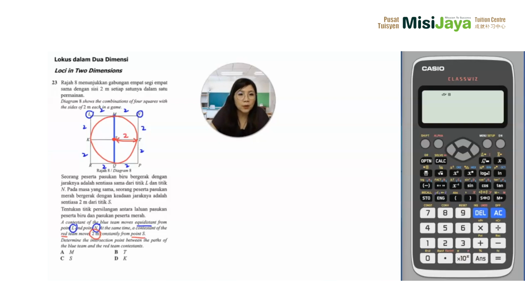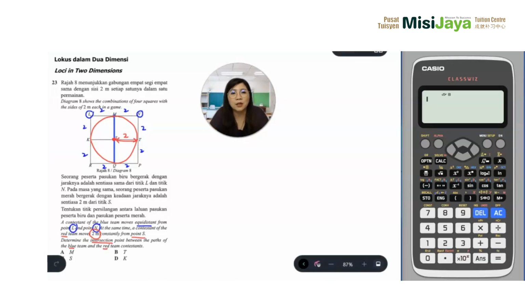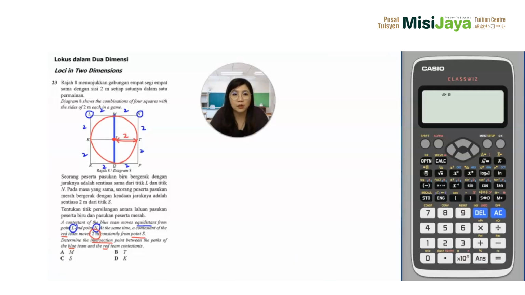Okay, so now what's the question? Determine the intersection point between the paths of blue team and red team contestants. So where is the intersection between the red and the blue? The red is a circle, the blue is the straight line here, right? So the intersecting point will be here. This is M, yeah? And then this is Q. So M and Q.